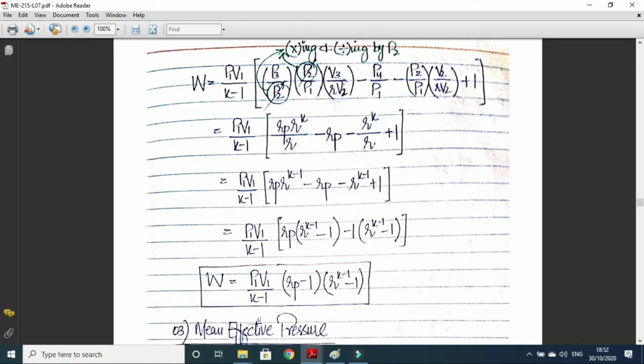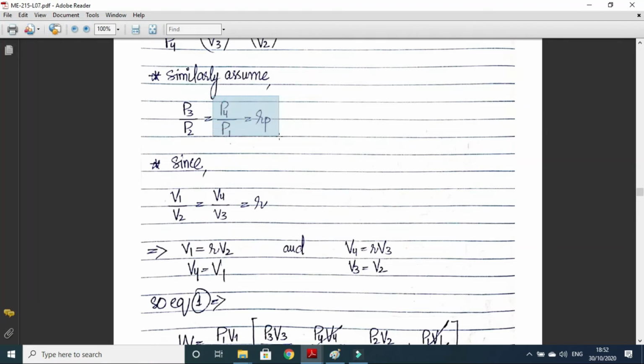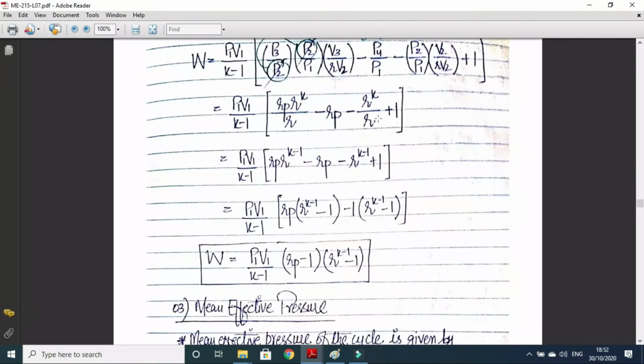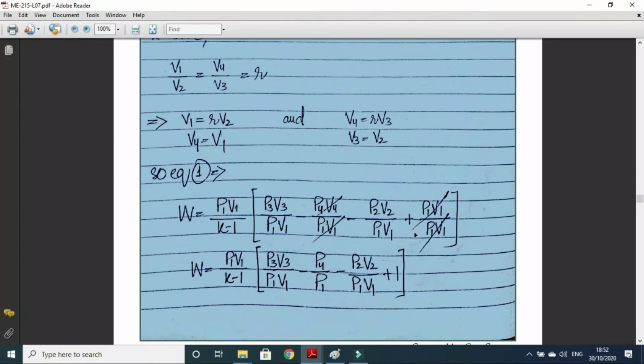Now this is V3 upon V2, and V3 and V2 are same, so V3 and V2 will be cancelled out. We are left with 1 upon R. So RP, R to the power K divided by R, minus P4 upon P1, and P4 upon P1 is RP. P4 upon P1 is RP, P2 upon P1, and we have replaced V1 with RV2.